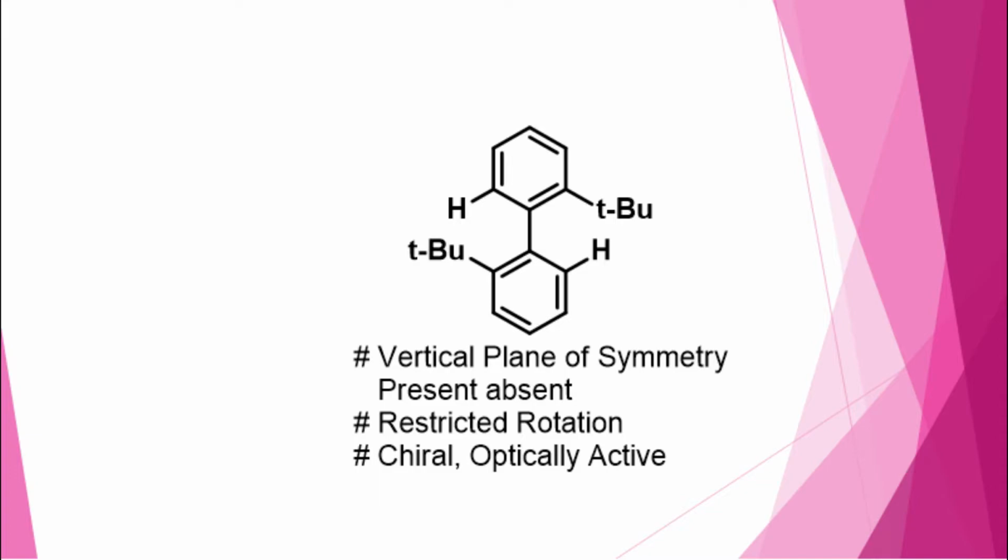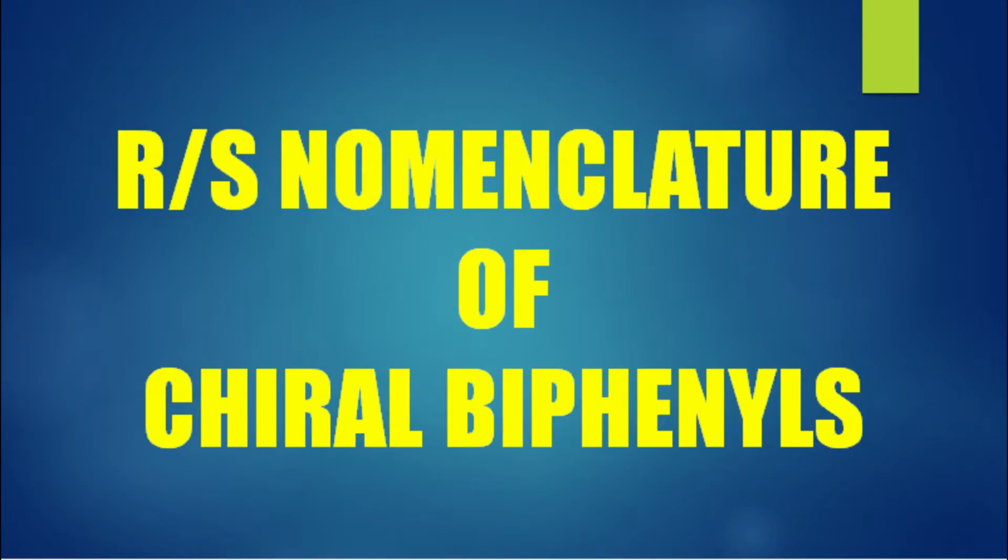So these are a few examples where you can determine whether a molecule is chiral or achiral using the two conditions I have just discussed with you. After deciding the molecule is chiral or achiral, if the molecule is chiral, then you have to decide whether it is R configuration or S configuration. That question comes if the molecule is chiral. So now I am discussing how to determine the configuration of chiral biphenyl molecules, which is R or S.